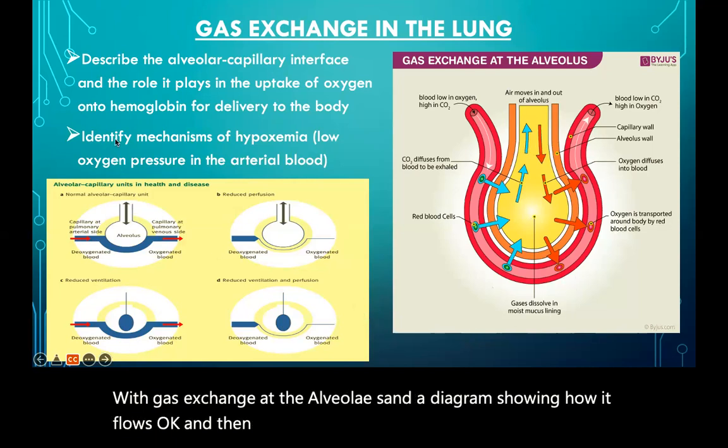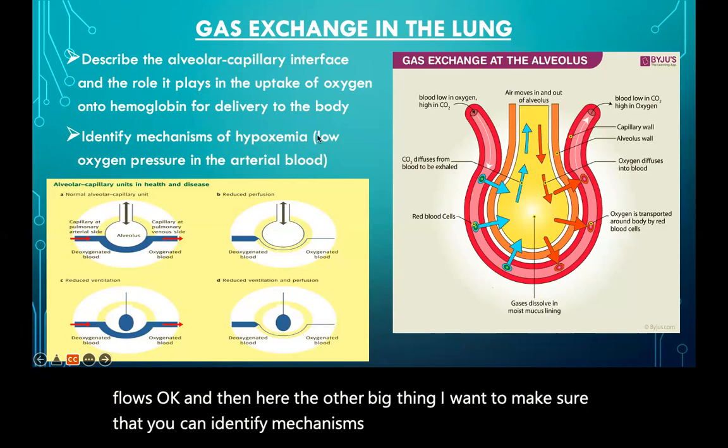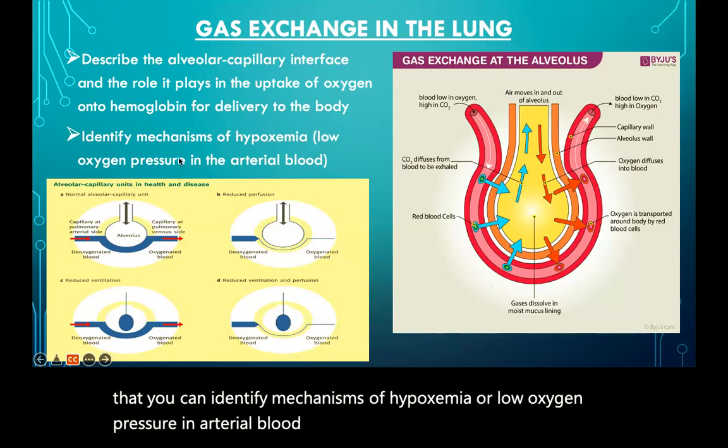The other big thing I want to make sure that you can identify is the mechanisms of hypoxemia, or low oxygen pressure in arterial blood. All right, there's like 4 different ones. You need to know all of them.